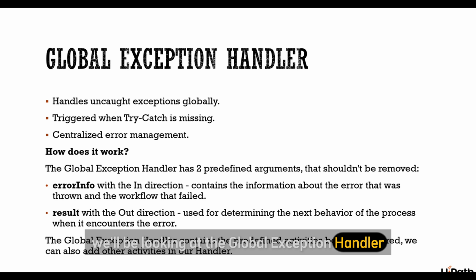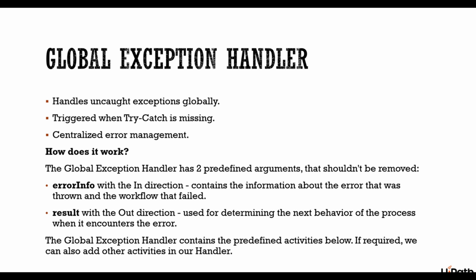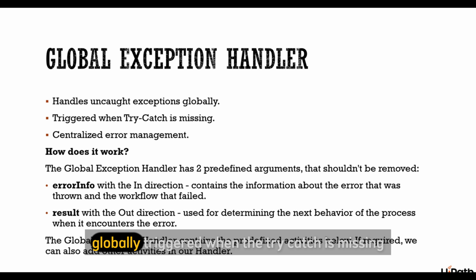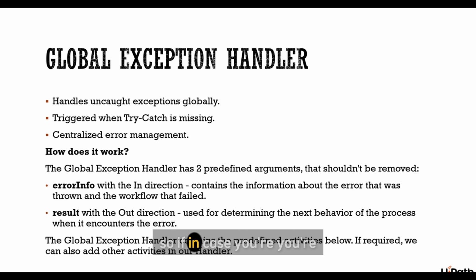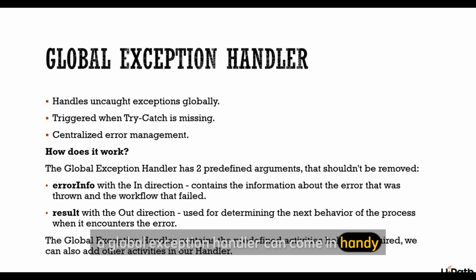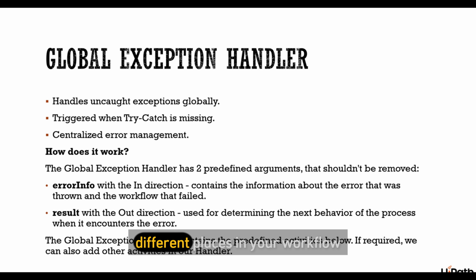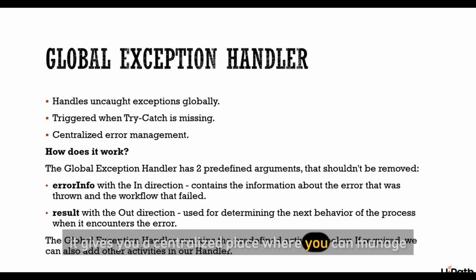Today's automation video looks at the global exception handler in UiPath. As we can see in my PowerPoint here, a global exception handler handles unexpected exceptions globally, triggered when the try catch is missing. We have looked at the try catch in the past, so if you're missing a try catch, a global exception handler can come in handy. It also gives you centralized error management, because try catches can be all over different places in your workflow, but with the global exception handler you have a centralized place where you can manage all your errors. We'll be seeing that in action.